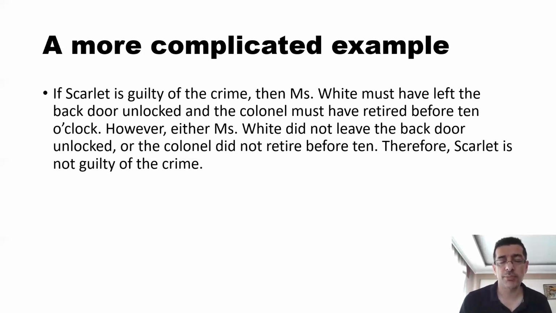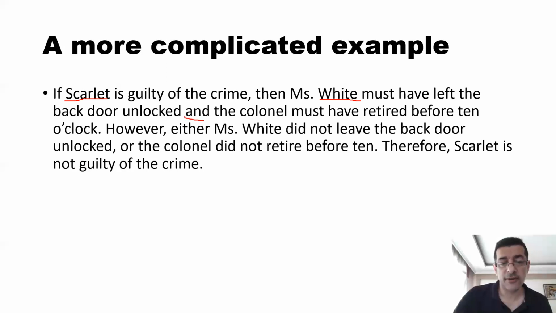Good. I hope you paused the video and tried to see what the operators are. So what letters did you choose? For example, here for Scarlett, we can use S, okay? For Mrs. White, we can use W. So it says, if Scarlett is guilty of the crime, then Mrs. White must have left the back door unlocked.